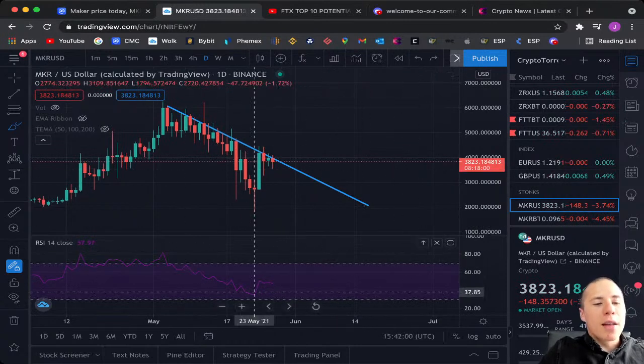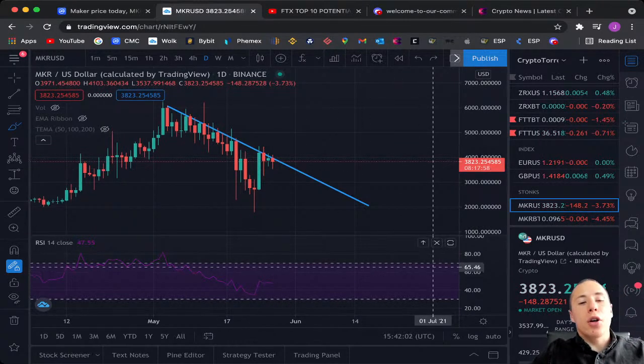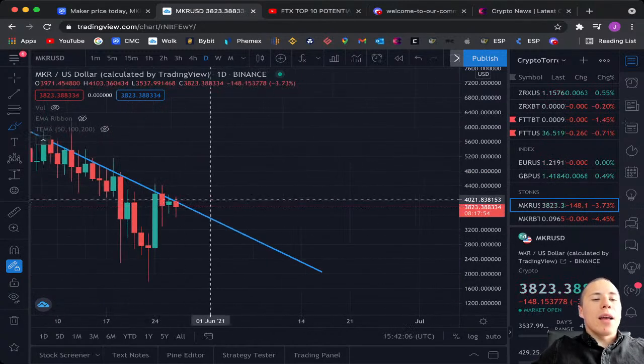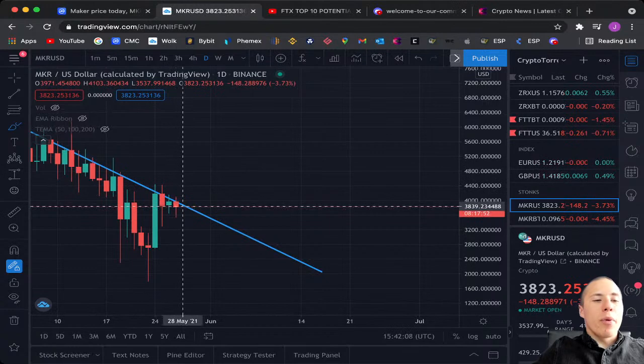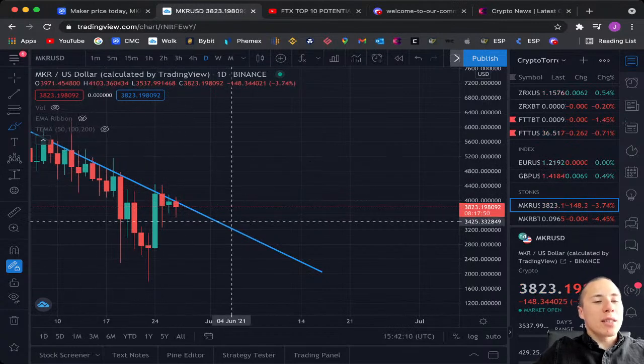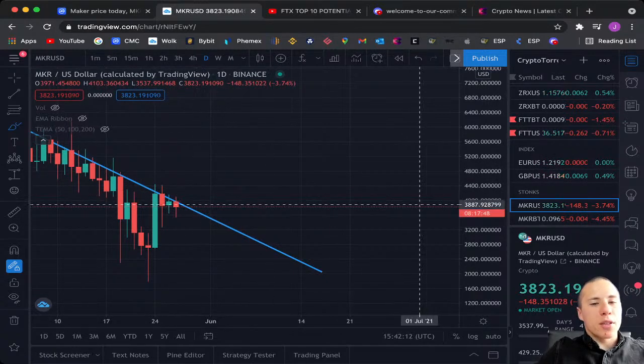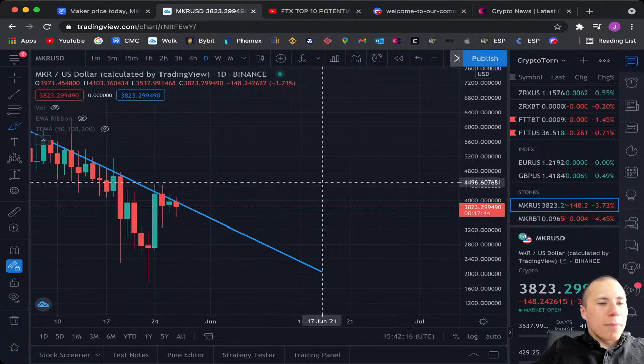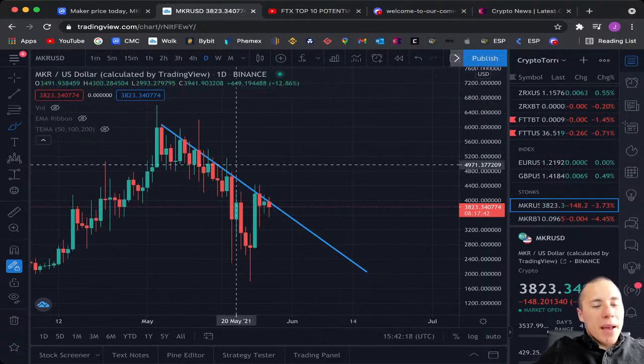So right now the RSI is looking so far so good, and it could be telling us that if Maker has enough strength, it will break above this downward sloping resistance, and that is something of major importance so far.